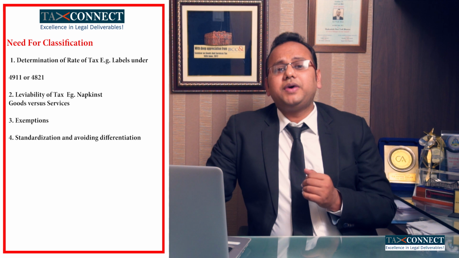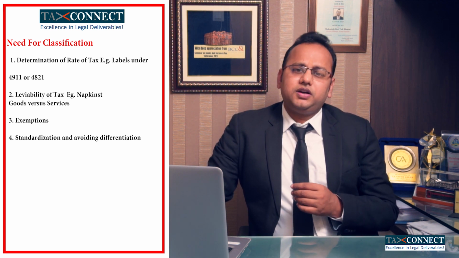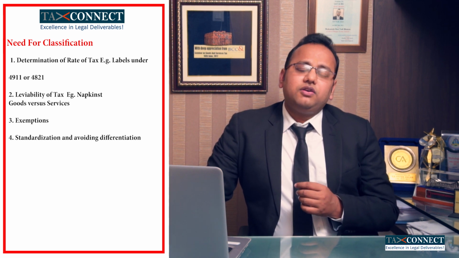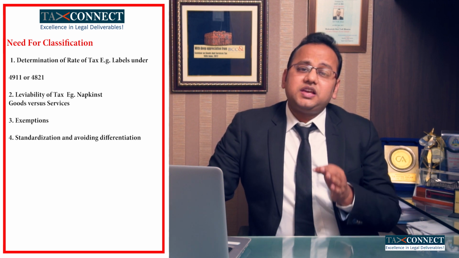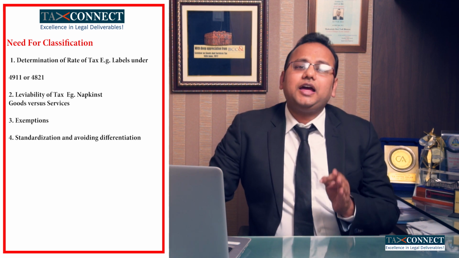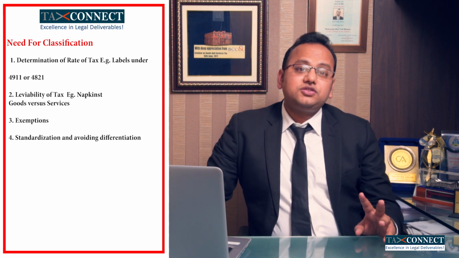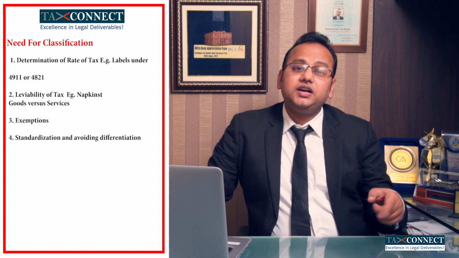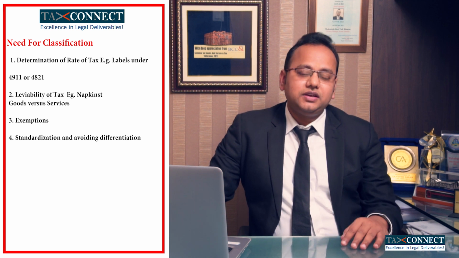First, it is to determine the taxability. For example, in October last year, you must have heard a lot of advertisements on the exemption of napkins. Mind that the exemption was only and only on sanitary napkins and not on baby diapers. So one has to see the specific codes which are exempt under the schedule. The notification number is 1/2017 Central Tax.